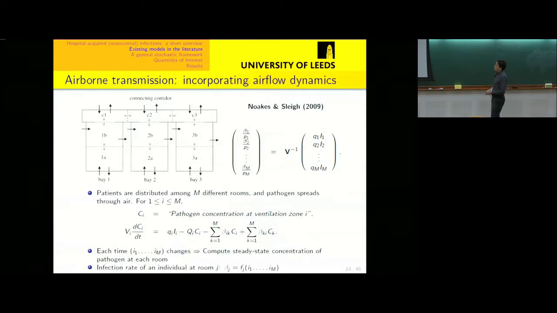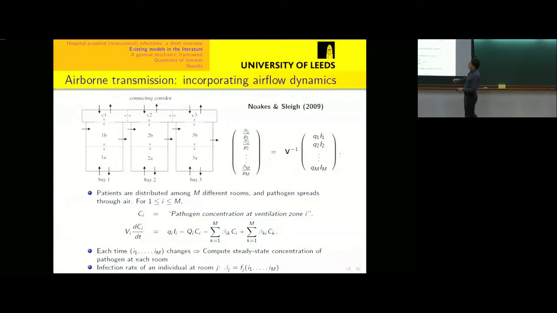This is another example. This is Catherine Noakes from Leeds. So they proposed a methodology to analyze nosocomial infections using airflow dynamics. So trying to incorporate the airborne transmission into the picture. If you believe that you are dealing with a pathogen that is transmitted through the air, something that you can do is to try to include the airflow dynamics into your epidemic model.